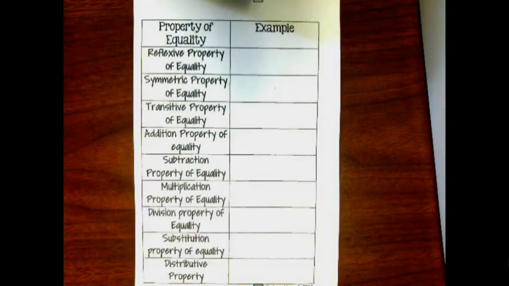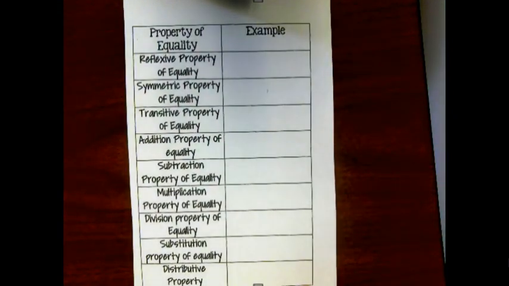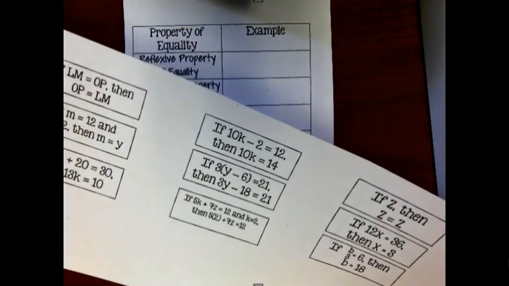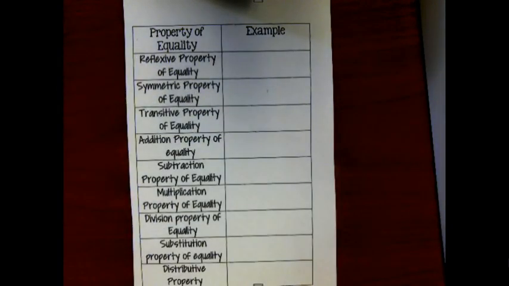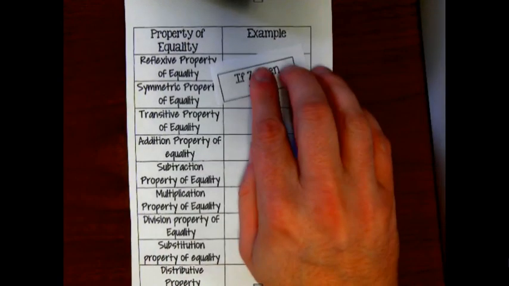Now let's move on to this foldable. You should have a half sheet already, and then you're going to want to cut out each one of these so that you can put them where they go on the foldable. So first we have the reflexive property of equality. Remember, this is where a thing is equal to itself. So that's this one right here. If Z, then Z equals Z.